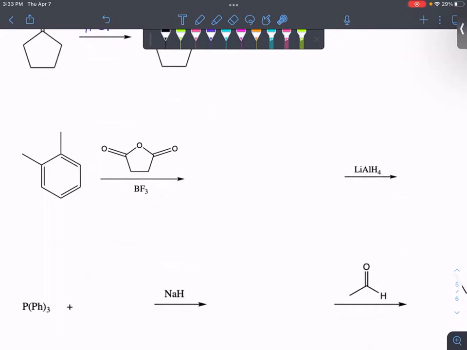Okay, so benzene and anhydride, what happens? I forgot what the name of it is, but it's gonna form like the boat. Right? The boat? Like the benzene to oh, it's like.